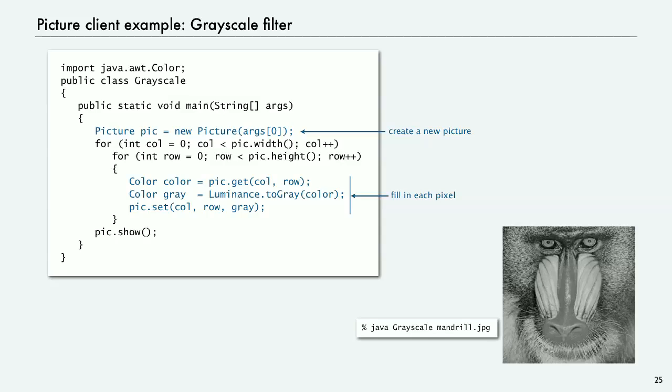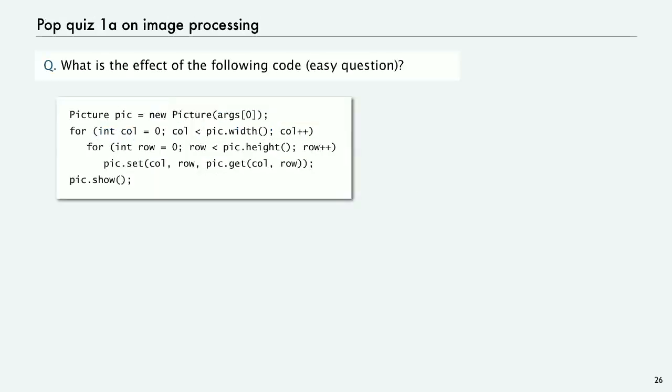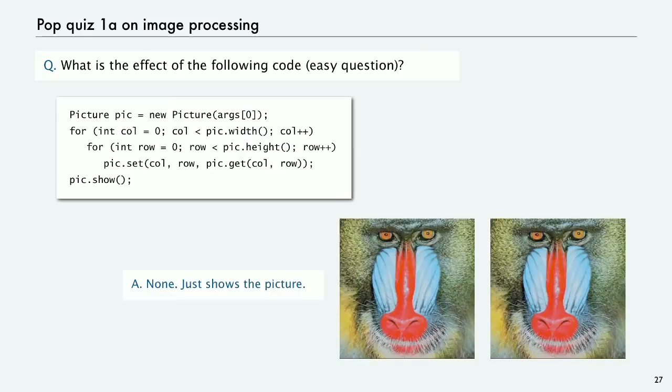Now let's look at some more examples. Just to warm up to do some more interesting computations, we'll do a little series of pop quizzes. So let's think about what's the effect of this code. This is a very easy question. For all the pixels, what we're going to do is take our picture and set the pixel at column and row to the color that you get from getting the pixel from column and row. Well, that one obviously does nothing. It just shows the picture.